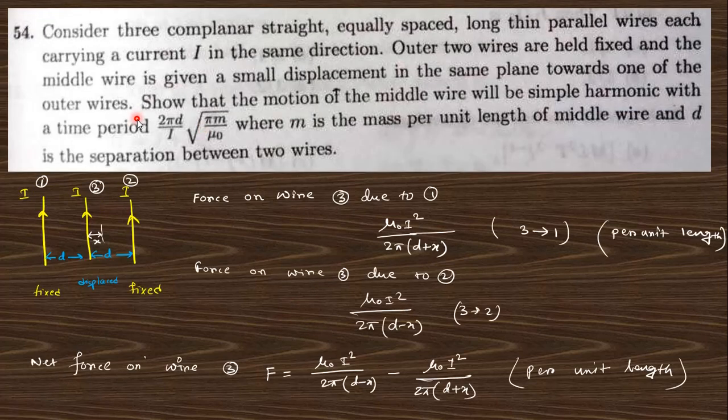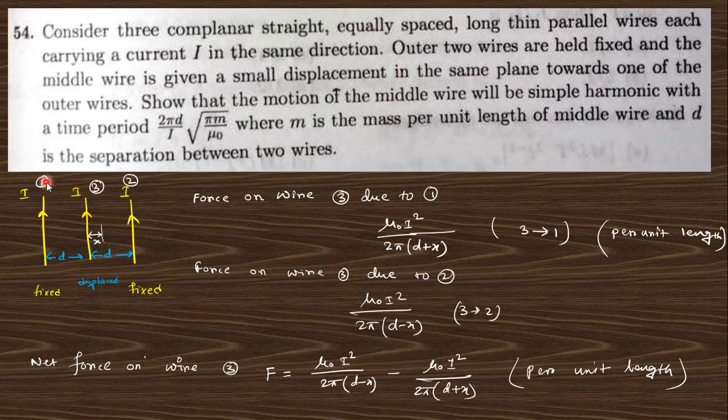Go to the next one. Consider three coplanar, straight, equally spaced, long thin parallel wires each carrying current I in the same direction. The outer two wires are held fixed and the middle wire is given a small displacement in the same plane towards one of the outer wires, so that the motion of the middle wire gives simple harmonic motion with a time period like that. So when we displace this middle wire, it oscillates and the oscillating period will be like that, right?